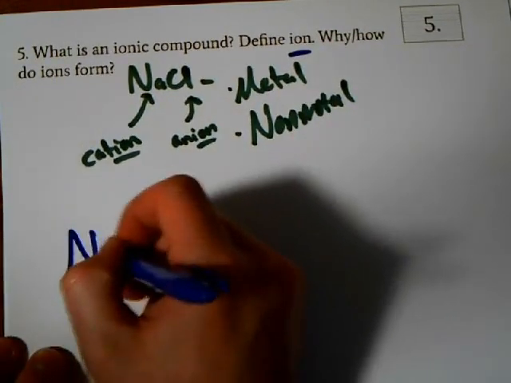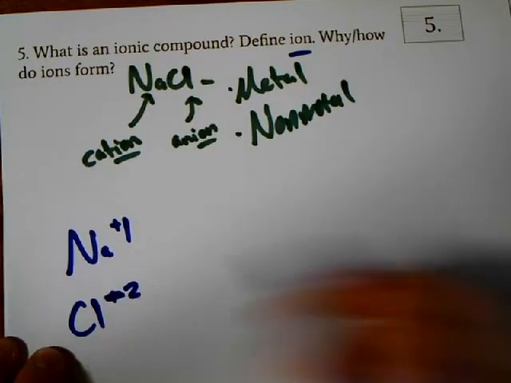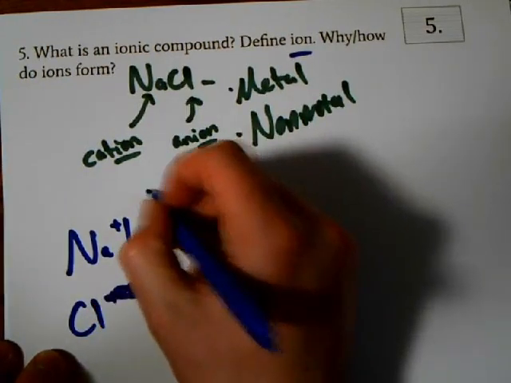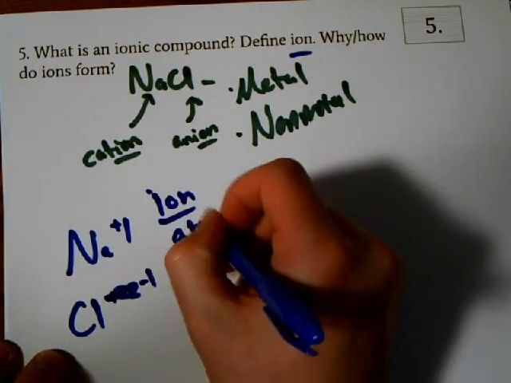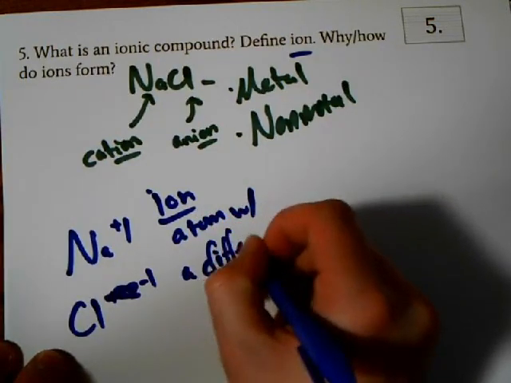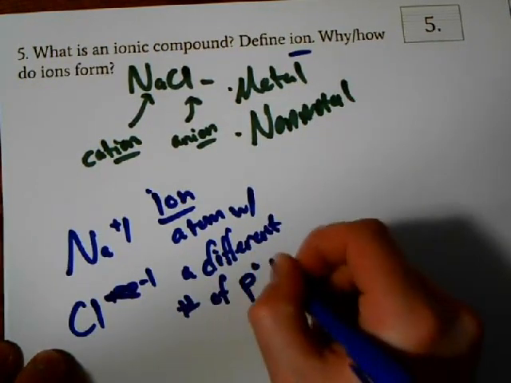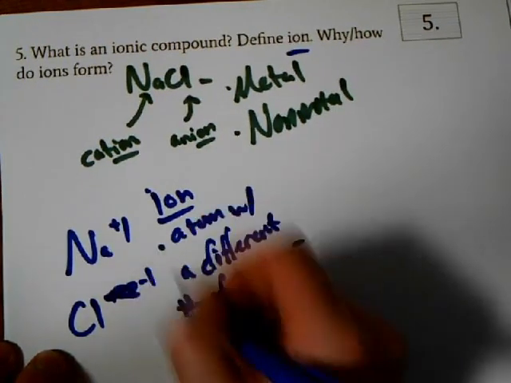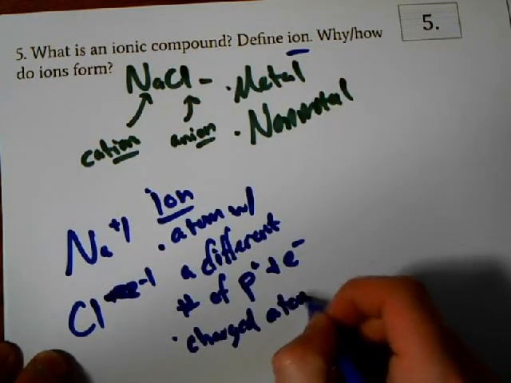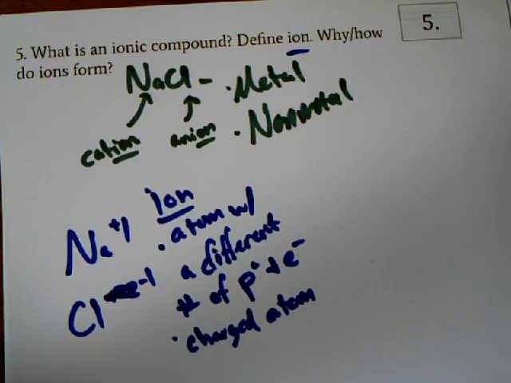Well, an ion would be like Na plus 1, or chlorine minus 1. An ion is any atom with a different number of protons and electrons. Or another way that we can say that is a charged atom. How they get these ions, well, they are naturally ions when they're all by themselves.